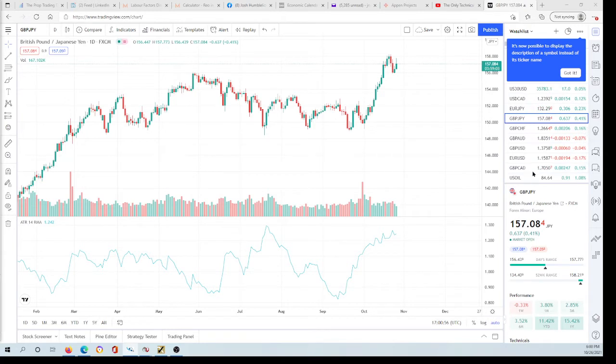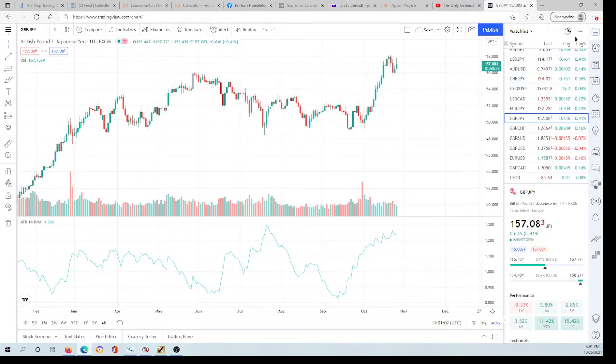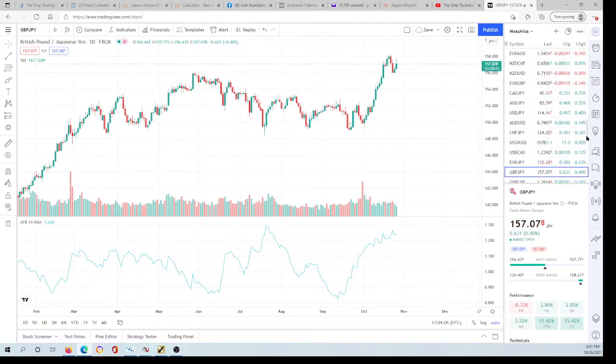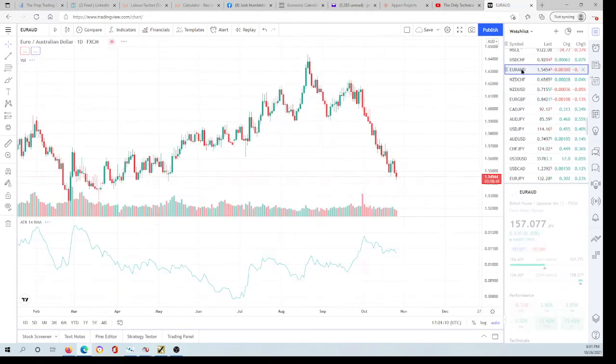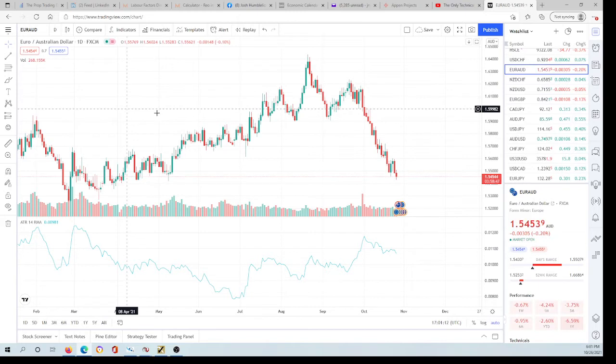Okay, so we were talking about, let me see, got it. We were looking at Euro Aussie. So this is Euro Aussie here. This is where we were talking about. Yeah, so the average true range is here already.